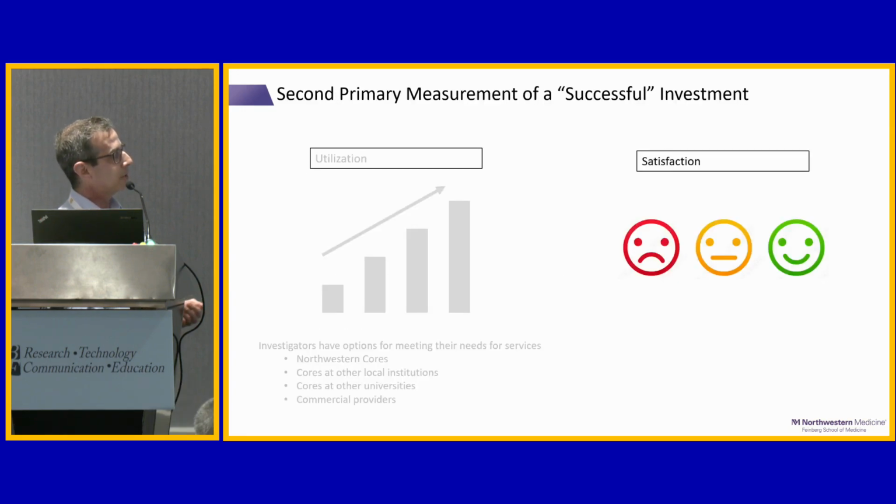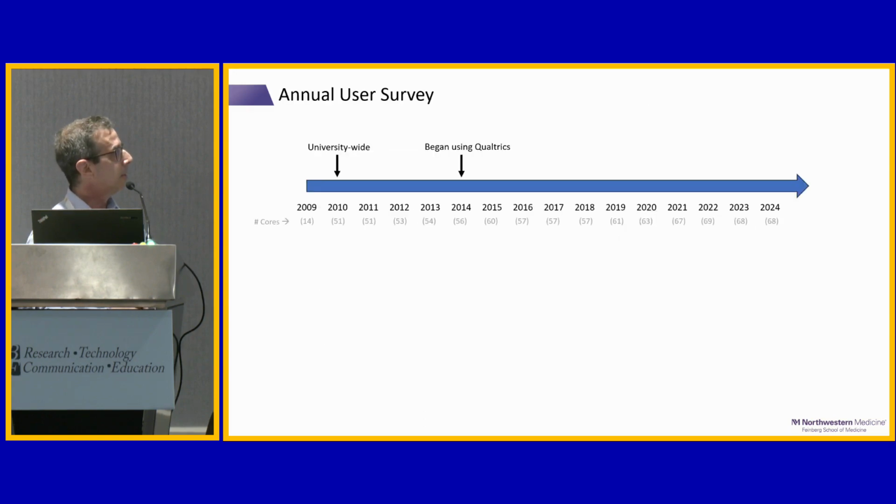So changing gears a little bit, people are using the core facilities, and we like to think they use them because they like the high quality of the service and the convenience, but we don't really know that. To find out how satisfied they are with the core facilities that they're buying, we need to ask them. So we established an annual user survey starting back in 2009 with just 14 cores. The following year, we went university-wide with the survey, and you can see there are 50 cores enrolled at that point. And it's increased gradually since that time.